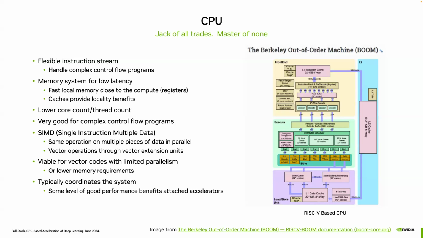Now, what's interesting is it's viable for vector codes with limited parallelism, right? If you don't have a lot of control flow divergence in that parallel execution, CPUs can do it with those SIMD operations. Typically you're going to see CPUs be the coordinator. At some point in a lot of systems, there's some sort of small general purpose processor running it, controlling it, telling other things what to do. It is the go-to. It's common.